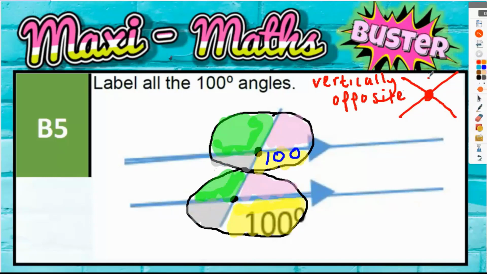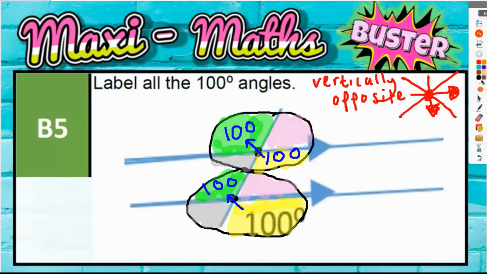So the one on top here is opposite the one at the bottom, and the one on the left-hand side is opposite the one on the right. And vertically opposite angles are also equal. So if this one here is 100, the one vertically opposite, the yellow 100, would be the green one, which would also be 100. And the one vertically opposite this yellow one, jumping over the point, would also be 100. So all the 100 angles would be the two yellow ones and the two green ones.